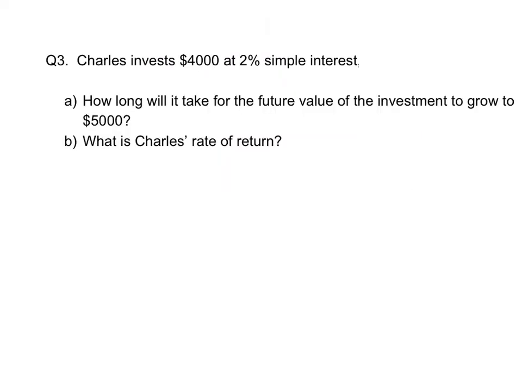Final question. Charles invests $4,000 at 2% simple interest. Part A: how long will it take for the future value of the investment to grow to $5,000? Once again, the moment we see simple interest, we can be pretty convinced that it's going to be our formula A equals P plus PRT.